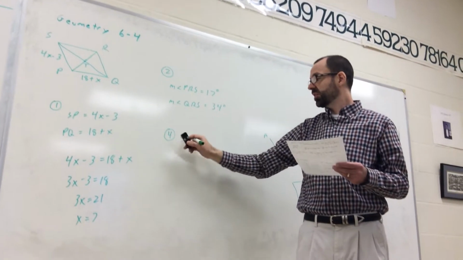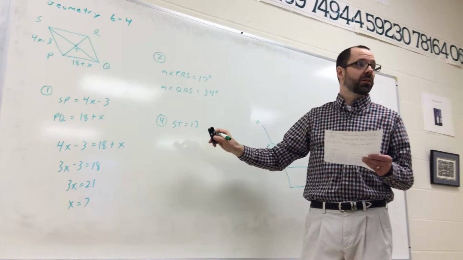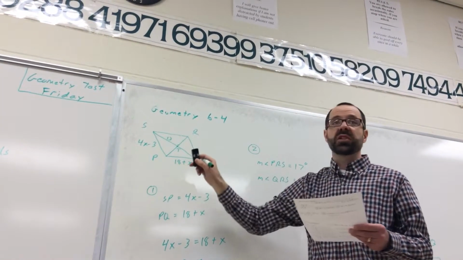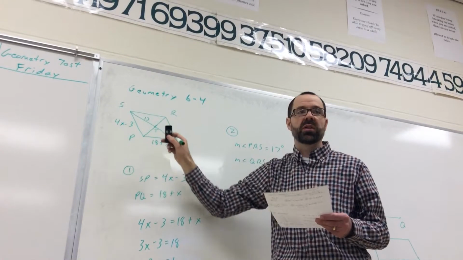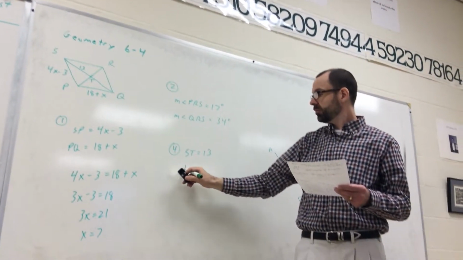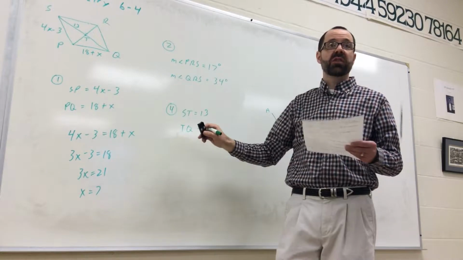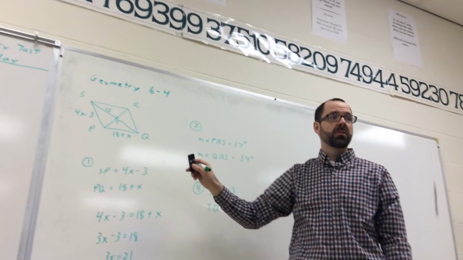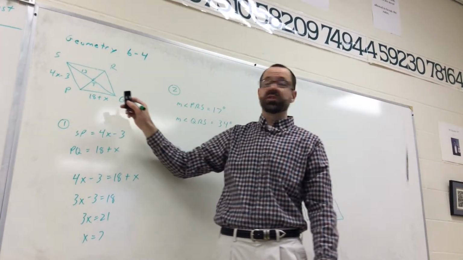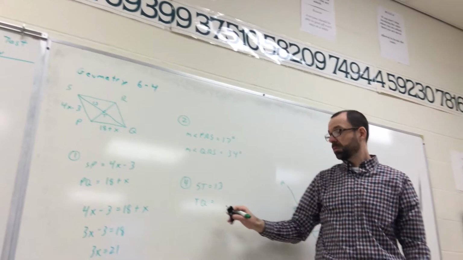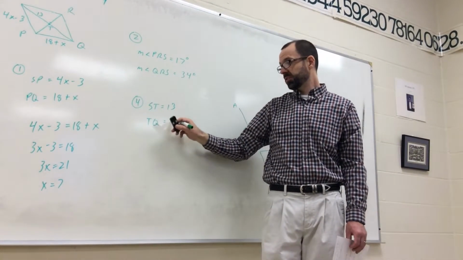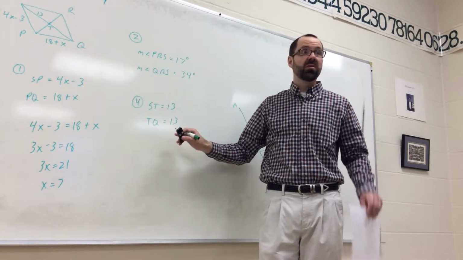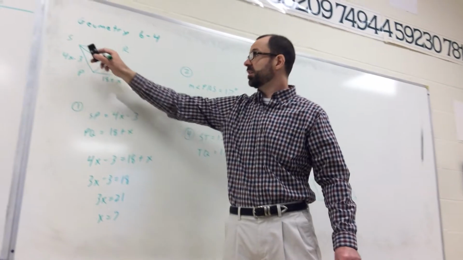And we have the information that ST is 13. So that means from S to T is 13 centimeters or whatever. So now we're going to try to figure out how far it is from T to Q. So how far is it from T to Q? Yeah, 13 is correct. But more importantly, how do we know that this is equal to this?